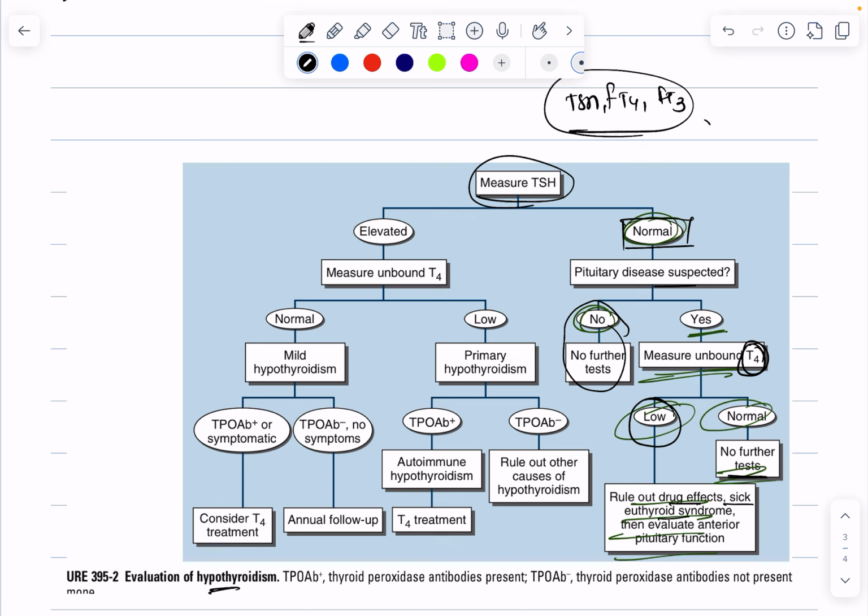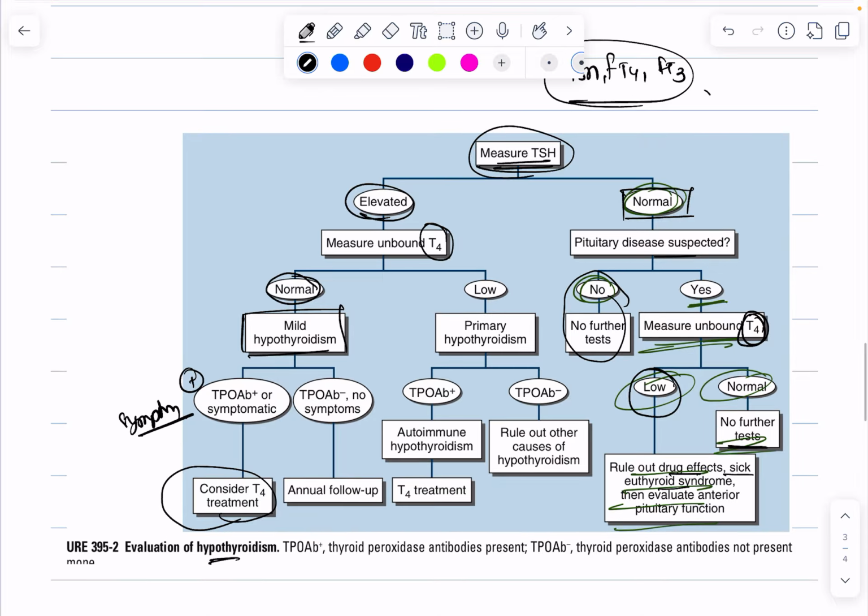Then in the other arm, suppose TSH is elevated, it means that the patient is having hypothyroidism, and in that case we will do free T4. And suppose free T4 is normal, it means that the patient is just having mild hypothyroidism. And in those patients, we do anti-TPO, that is thyroid peroxidase antibodies. And if those patients have these antibodies positive, or if the patient is symptomatic, in them we give T4 treatment, that is levothyroxine. And suppose this antibody is negative, then we do annual follow up for the patient.